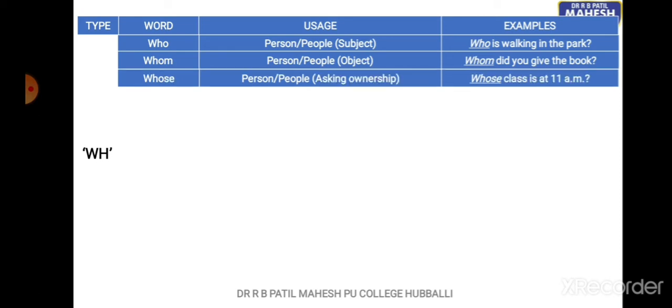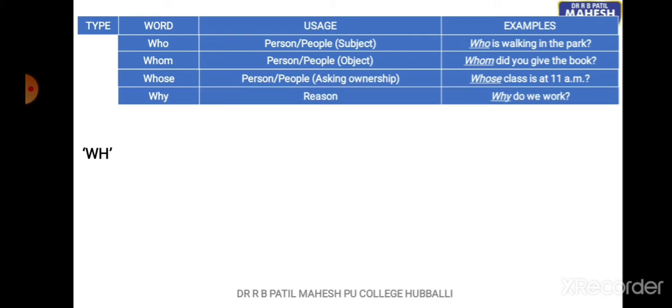The next one is whose. Even this is used to inquire about the person or people, but the usage is to ask the ownership. Example here: Whose class is at 11 a.m.? The answer is so and so's class. For example, Neil sir's class is at 11 a.m. So Neil's, apostrophe s, shows the ownership. So whose is used when the ownership has to be told.